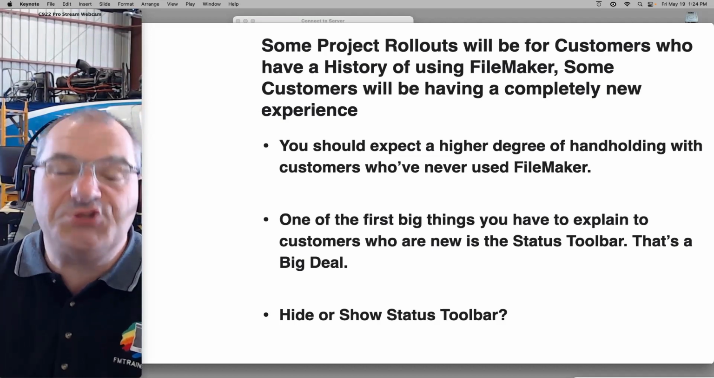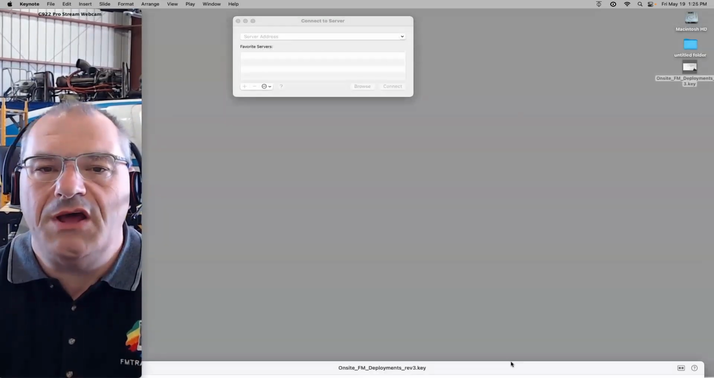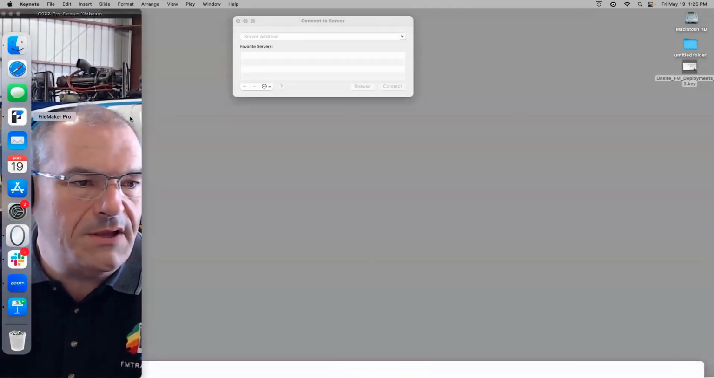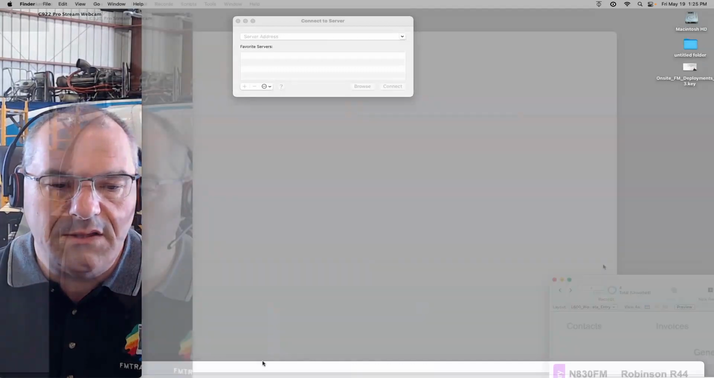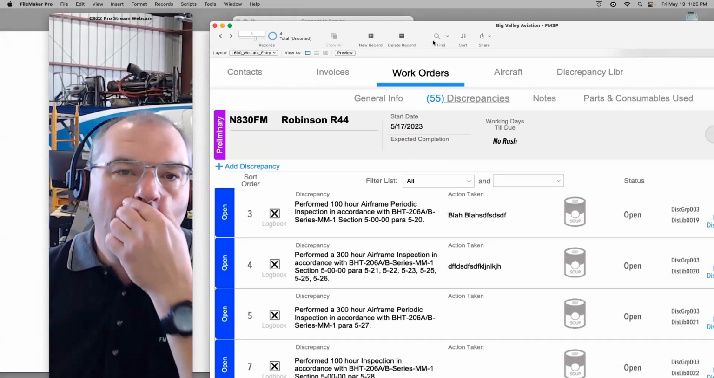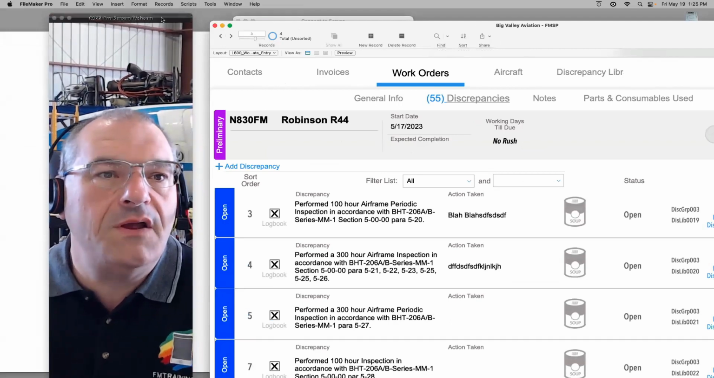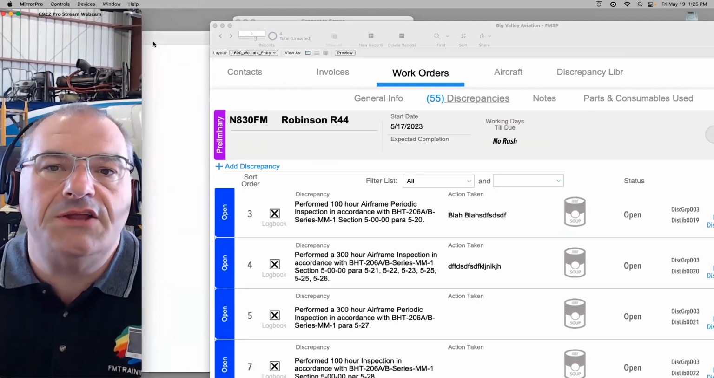Well, the status toolbar is another one of those things. I think we're kind of into the slideshow here, right? The short version: if I go to FileMaker, where's it at? The status toolbar across the top, right? For brand new people, that's an invitation for all sorts of mayhem on the top of the screen right here. That is potentially very dangerous.